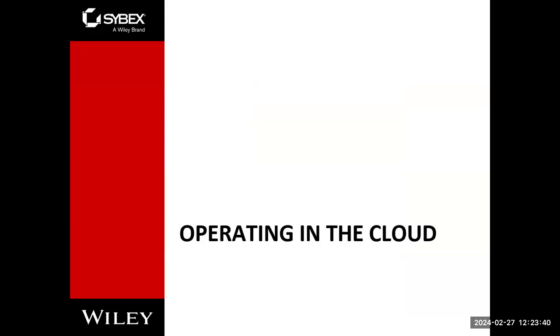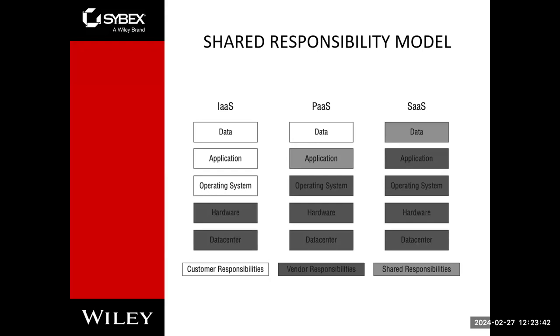So let's talk a little bit about operating in the cloud. All right, so one of the prime tenets of cloud is the shared responsibility model, and all of the major cloud providers, AWS, Azure, Google, they follow this model. It can then be split up into infrastructure, platform, or software as a service. And you can have things basically cut up into customer responsibilities and provider responsibilities, and then shared responsibilities as well.